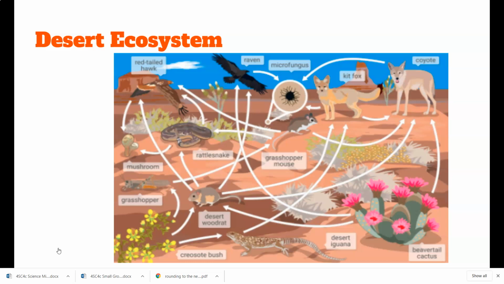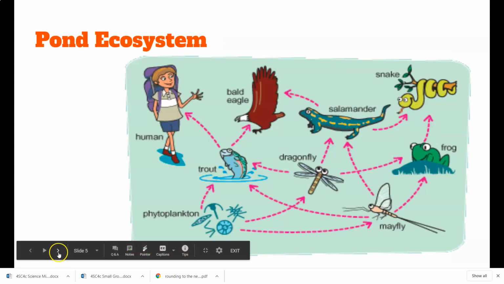I could also see the desert wood rat eats the creosote bush, and it could be eaten by a raven or a rattlesnake or a red-tailed hawk. Okay, so lots of different food chains to study within this food web. Let's look at a pond ecosystem now.